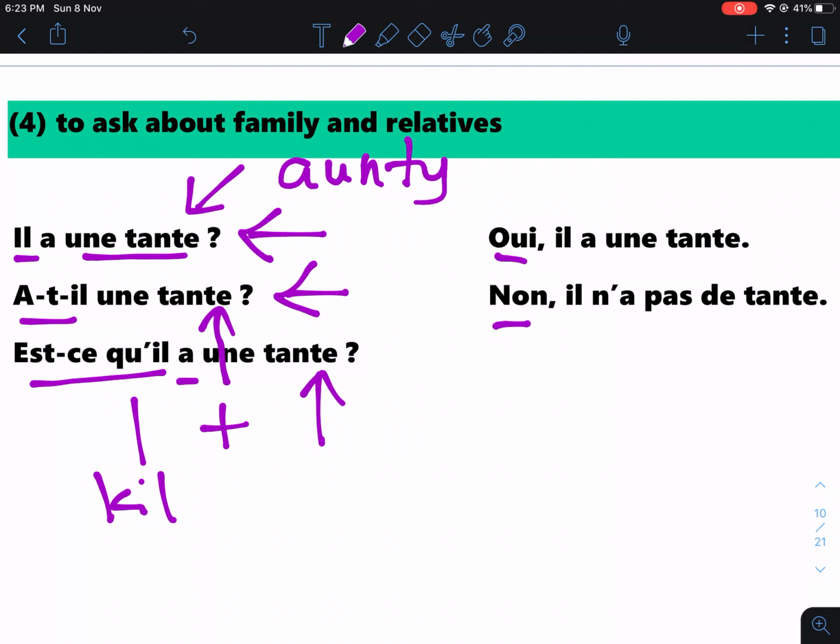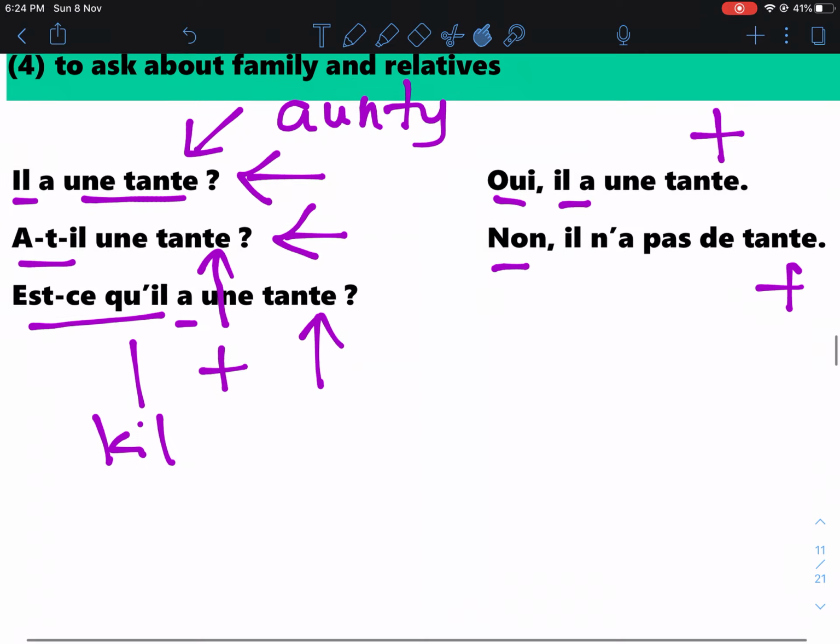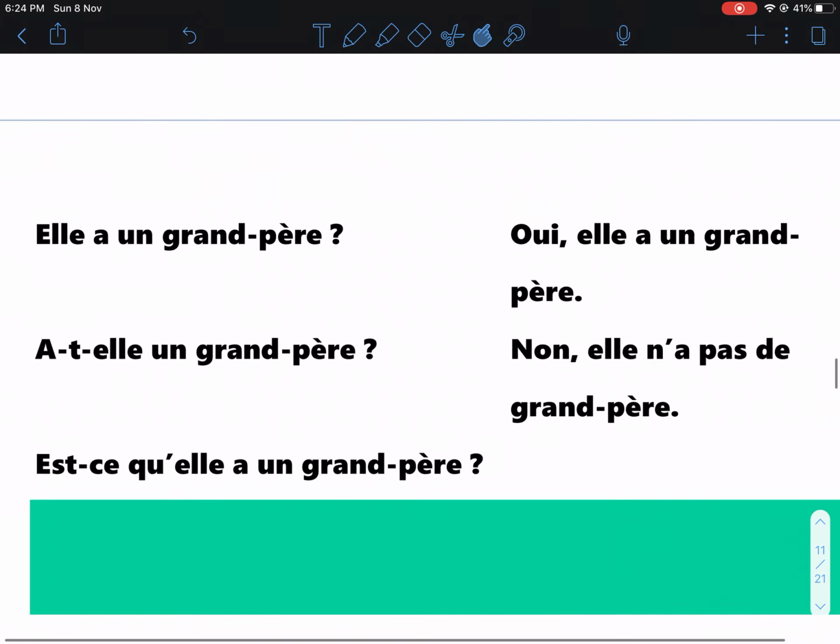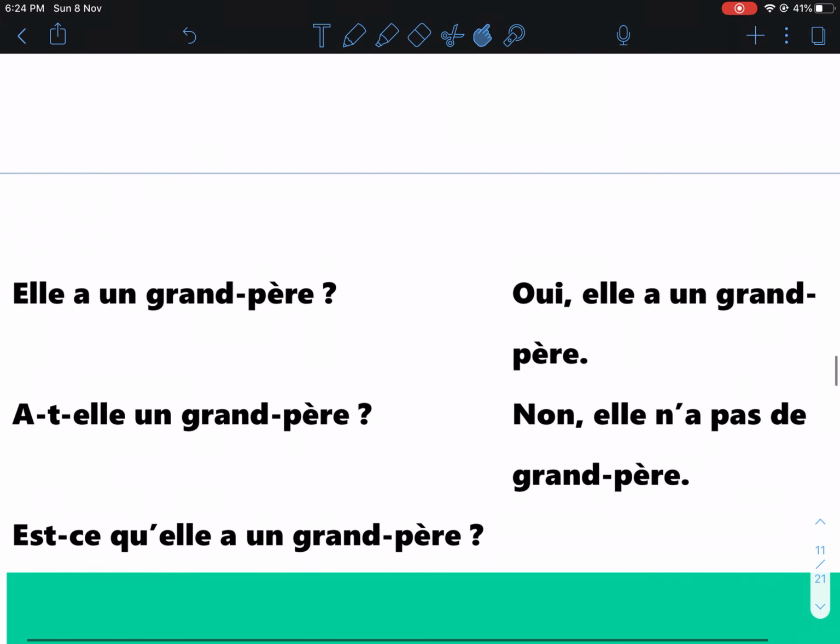You can choose. Oui, il a une tante. Stress added T. Non, il n'a pas de tante. Yes, he has an auntie. No, he doesn't have an auntie. He doesn't have aunties.